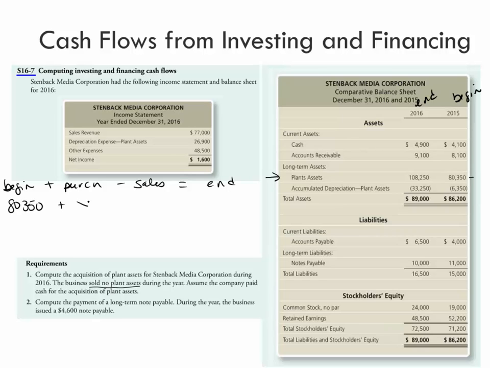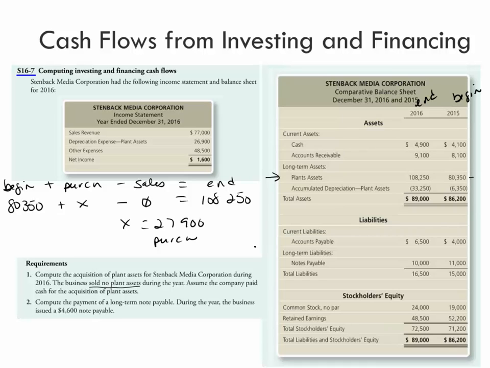We're trying to figure out what the purchases were. We know there's no sales here, because they told us that. And the ending balance is $108,250. So if we just solve for x there, we get 108,250 minus 8,350, and we've got 27,900 must equal my new purchases for equipment or for plant assets.